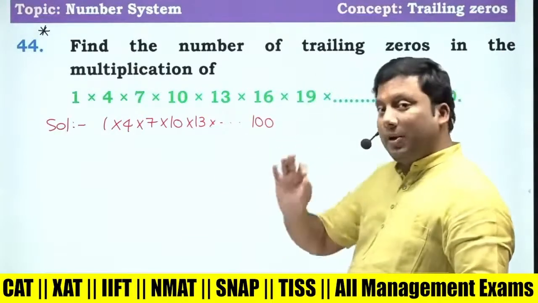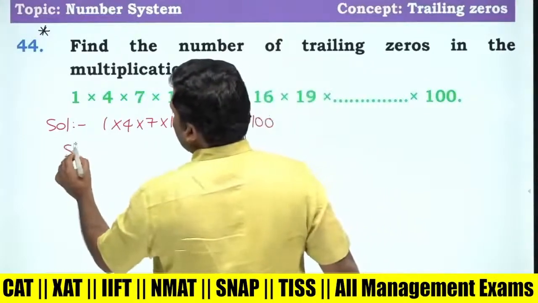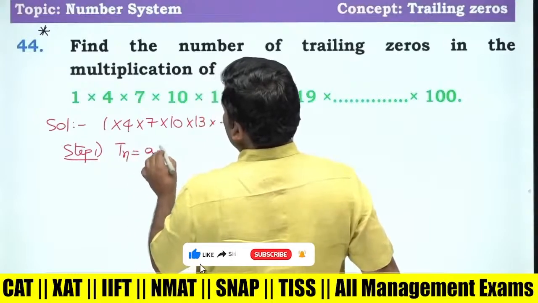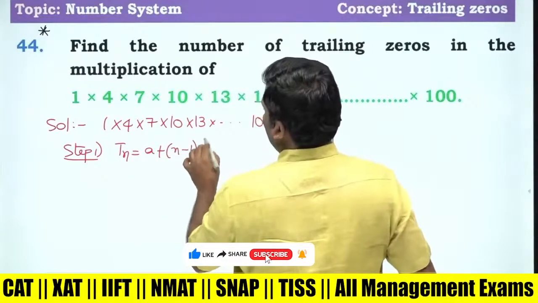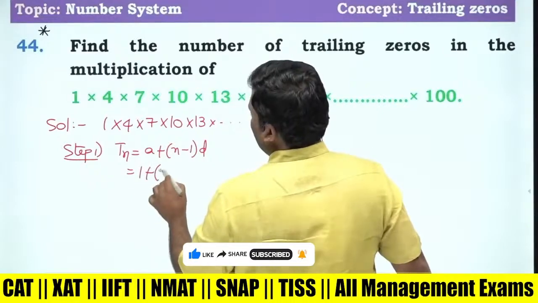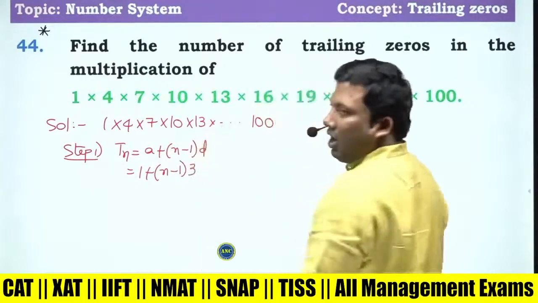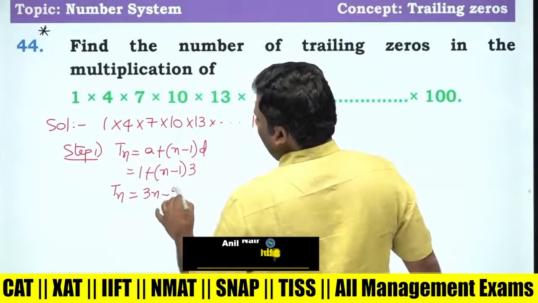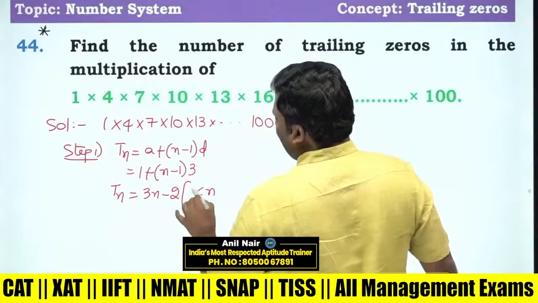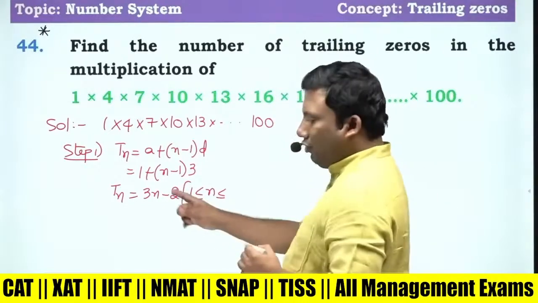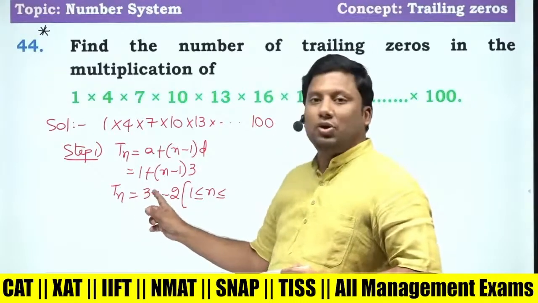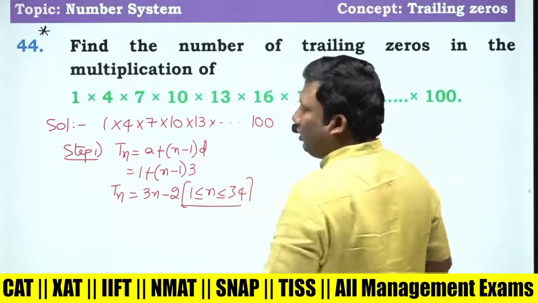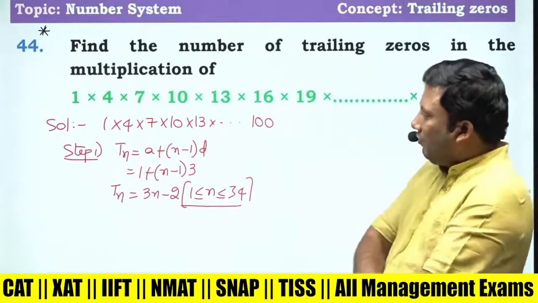The series is in AP. In the morning we discussed the flow chart to solve this kind of problem. Step number 1, find the nth term. Tn equivalent to a plus n minus 1 into d. A is the first term, d is the common difference, it is 3. So Tn equivalent to 3n minus 2. N can start from 1 and go up to 34. 34 3s are 102, 102 minus 2, 100. So n can take any value from 1 to 34.